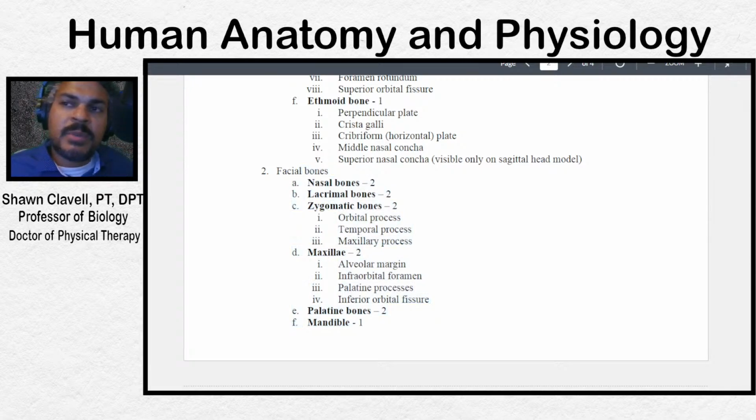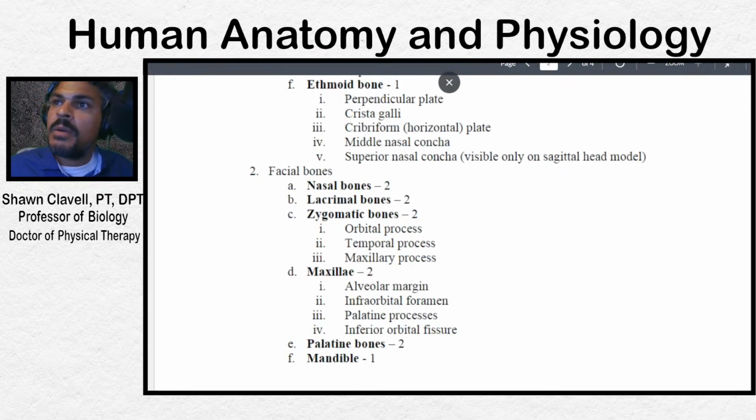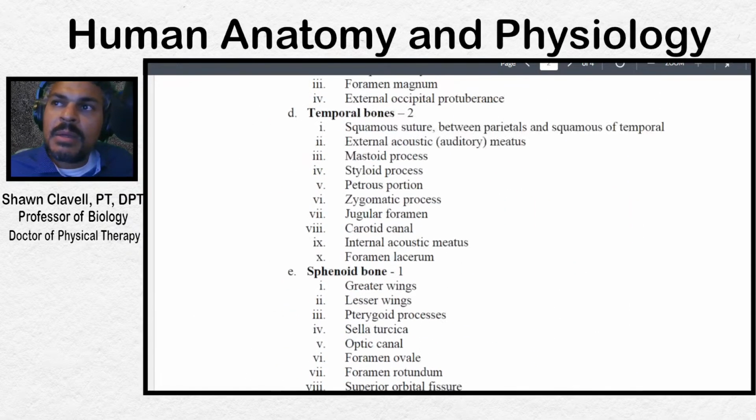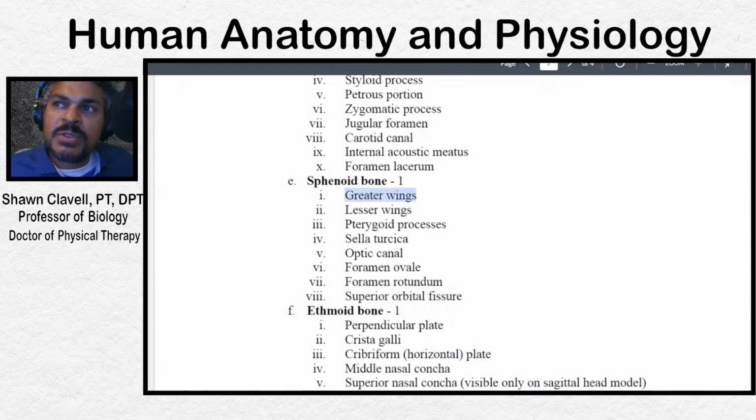And so not only should we be familiar with the bones specifically, but also some of the features associated with them. So like the zygomatic bone has an orbital process, it's got a temporal process and a maxillary process. The sphenoid bone has a couple of features: the greater wing, the lesser wing, the pterygoid process, and the sella turcica, as well as a number of others. So you want to be familiar with the features here as well as the bones themselves.